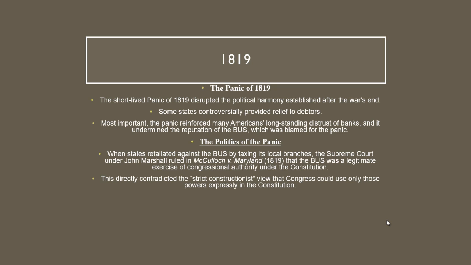Falling land prices ruined farmers and businessmen who could no longer pay their loans. Banks failed and unemployment spread in eastern cities. The short-lived panic of 1819 disrupted the political harmony established after the war's end. Some states controversially provided relief to debtors, much to the chagrin of creditors.